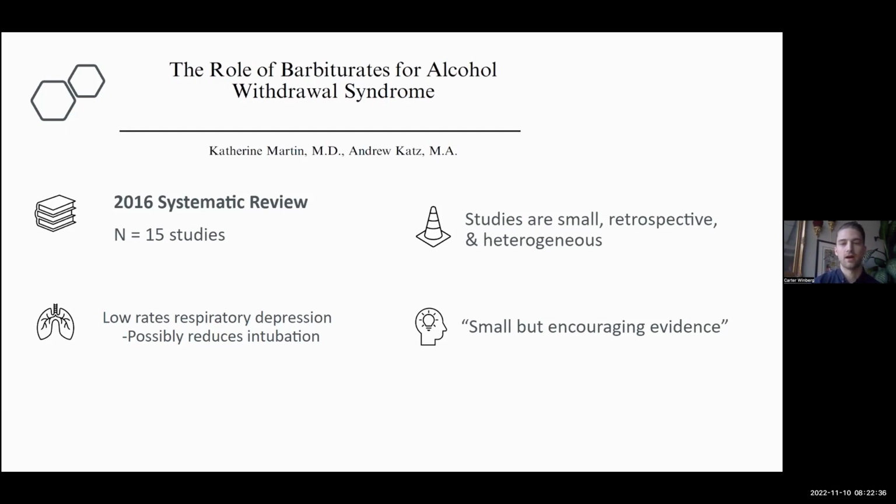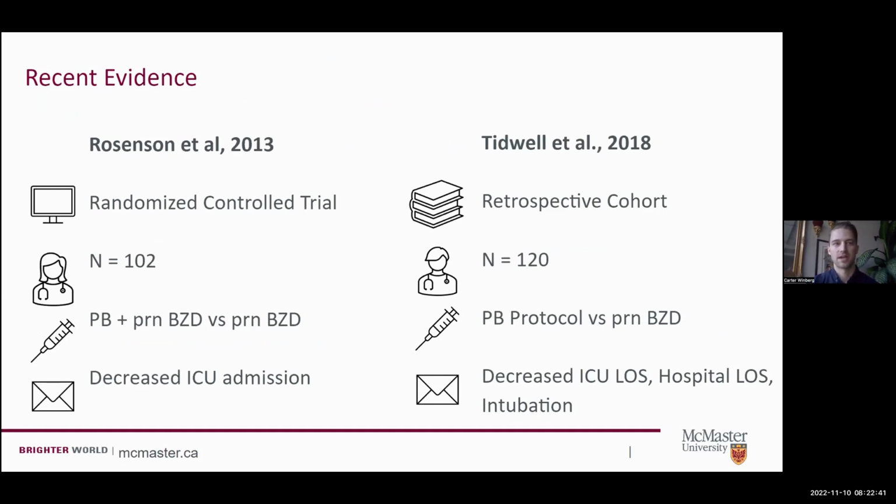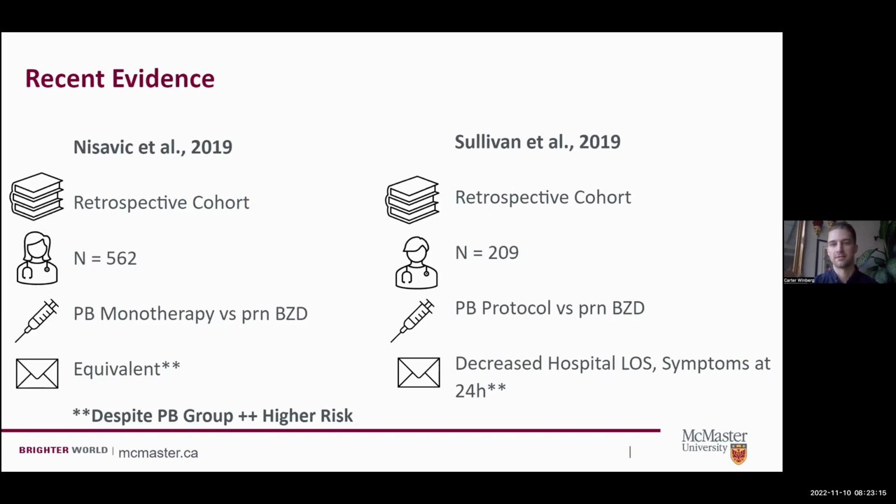I'd then like to highlight a few other trials that have come out more recently. The first one here, by Rosenson, was actually included in that systematic review, but I pull it out because it is a randomized control trial, though only of 100 patients, comparing phenobarbital use to our standard CIWA protocol with PRN benzodiazepines, and they showed decreased ICU admission rates. And in a similar style, with phenobarbital versus your CIWA score and PRN benzos, you have a retrospective review by Tidwell in 2018 that showed favorable results to phenobarbital with decreased ICU length of stay, hospital length of stay, and again, intubation rates.